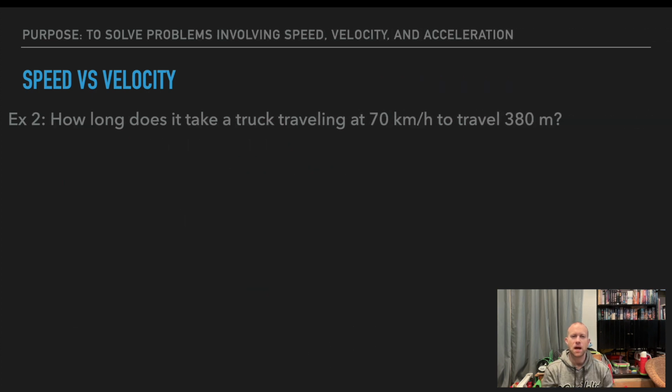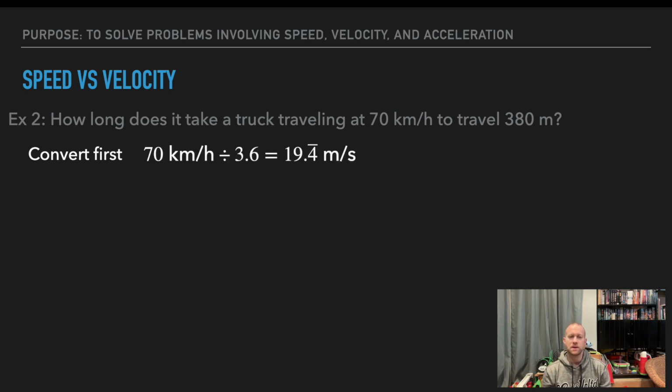So this is our next example. This one does not involve a monkey. This one is involving a truck. And it says, how long does it take a truck that is traveling at 70 kilometers an hour to travel 380 meters? First thing we need to do is convert. If you didn't notice that, it says kilometers per hour. I want that in meters per second. Remember, that's our SI unit. Looking at your formula sheet, just take kilometers per hour divided by 3.6, you get meters per second.